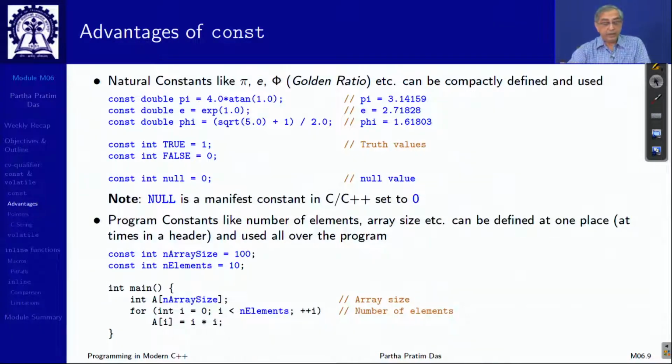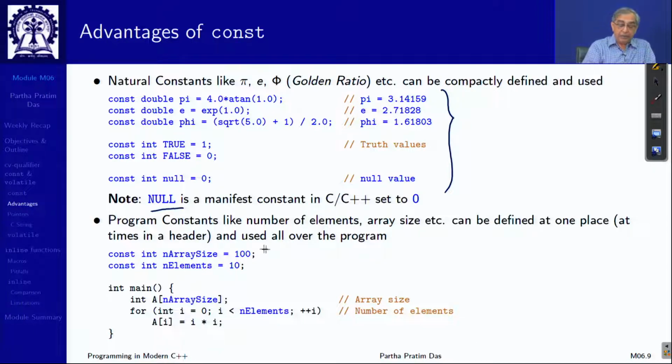So, basic advantages: one set of const values are basically naturally constant numbers like pi, e, golden ratio and so on and so forth. Whereas, remember that what we use as NULL capital in C or C++ is actually not a const value, it is actually a manifest constant.